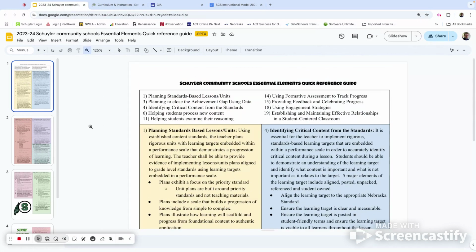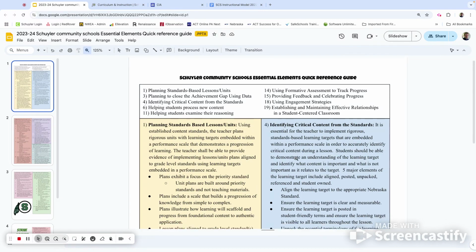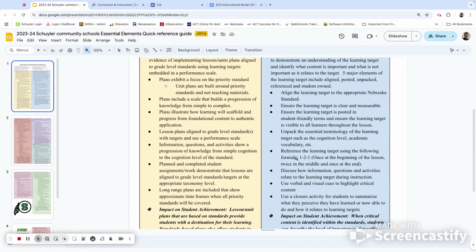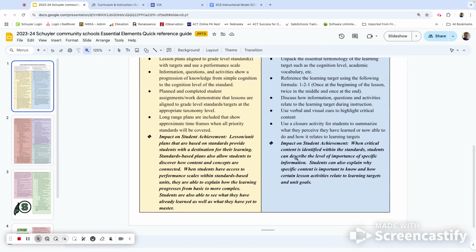But you will also be receiving, and this is important that you have, this Essential Elements Quick Reference Guide. With this guide, we have taken 9 of these elements and we said these are our most important ones. We want everybody using them. We're going to highlight them, we're going to talk about them, and we're going to make sure all of our teachers are doing these things. So that's why I talked about identifying critical content. It has the same information in it, except that it does also include an impact on student achievement. So we just know, hey, this is why this is important.